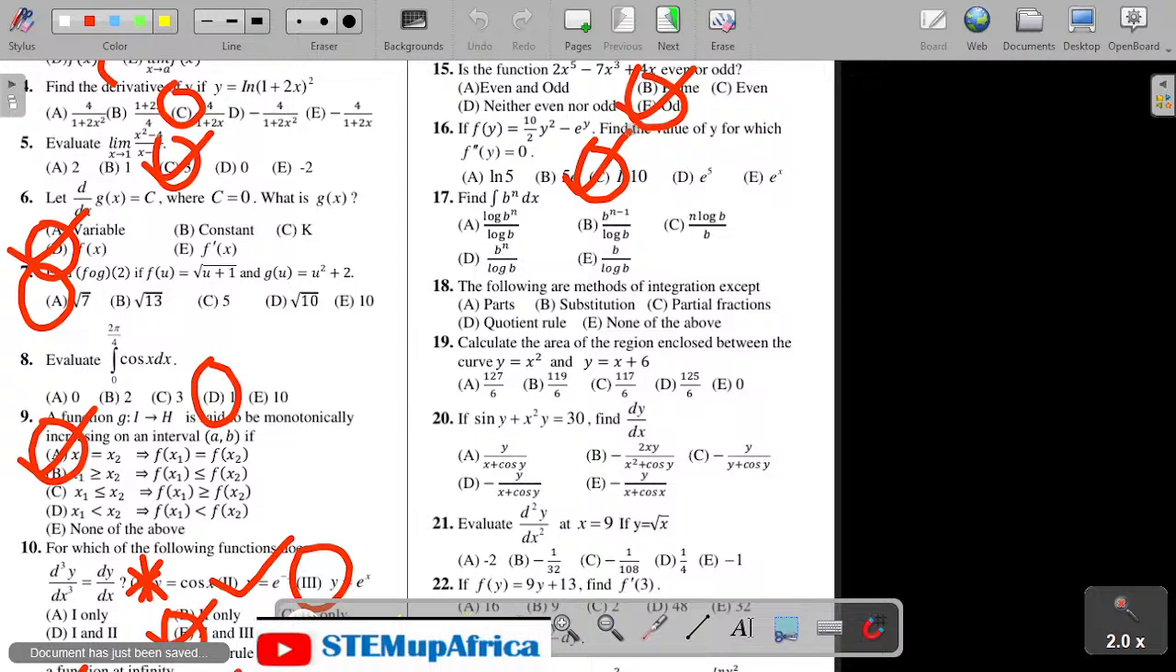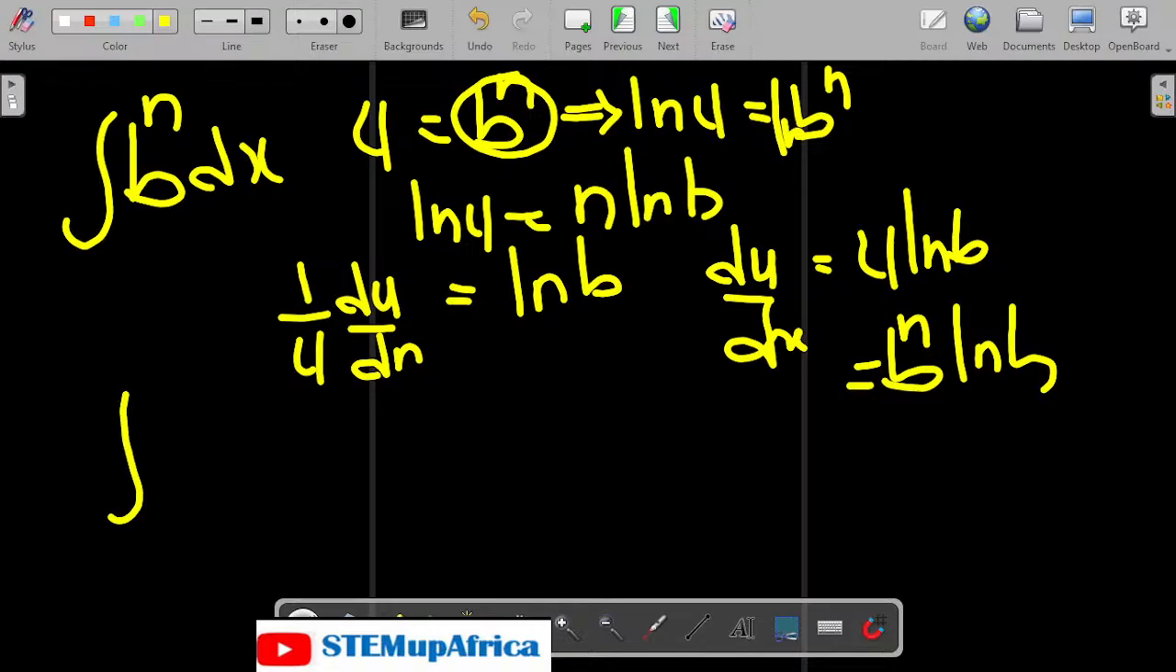b raised to the power n ln b. So I'm now having the integral of u dx.